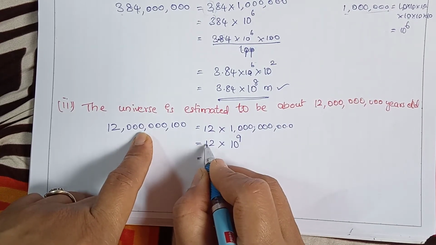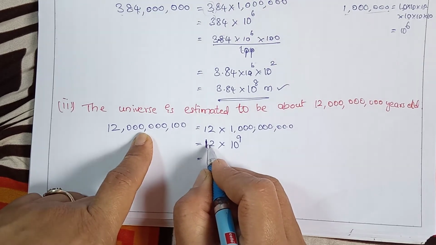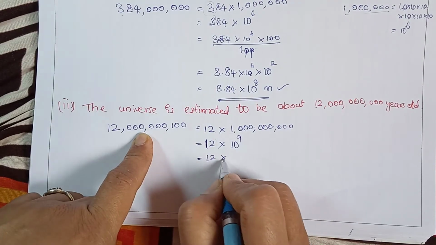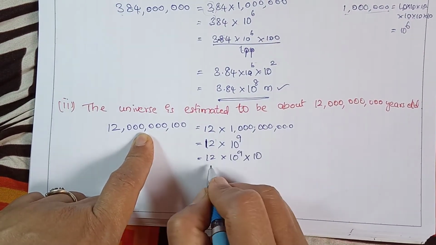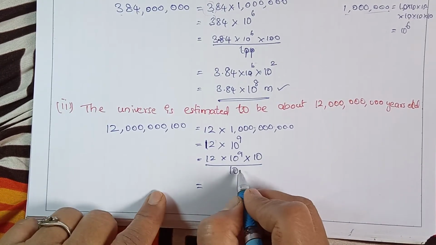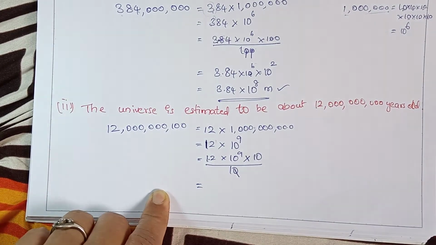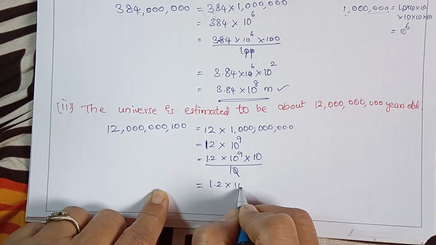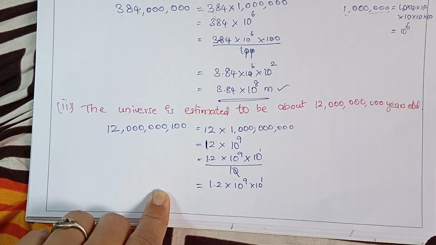Now I have to convert this into 1 point decimal number. That means after 1, how many digits are there? 1 digit. So what you have to do is multiply and divide by 10. Multiply and divide by 10. Now removing this 0 and placing the decimal before 2. So 1.2 into 10 to the power of 9 into 10 to the power of 1. This is nothing but power 1.